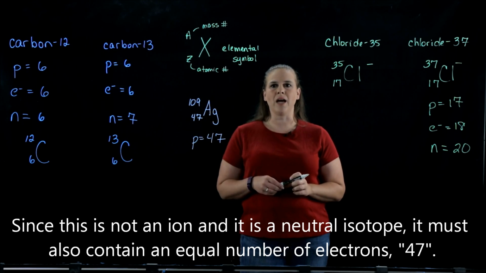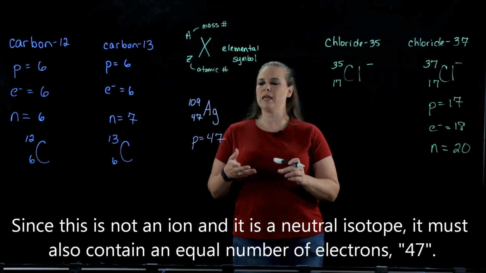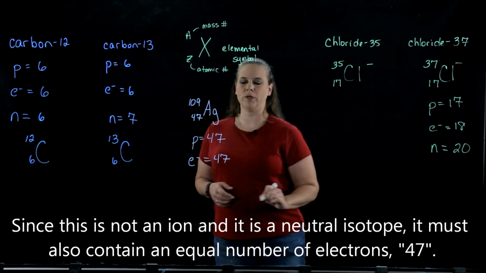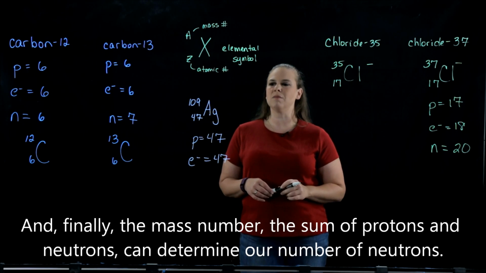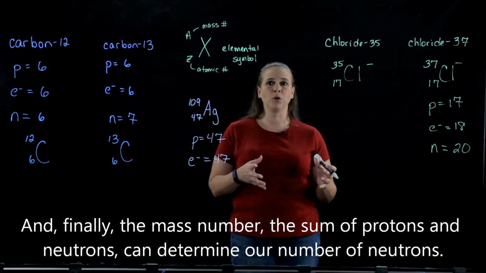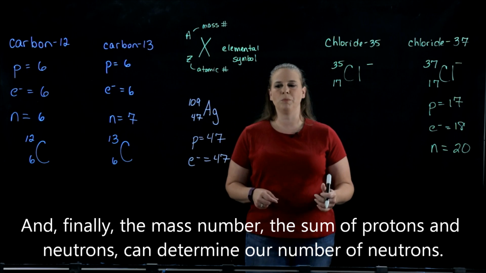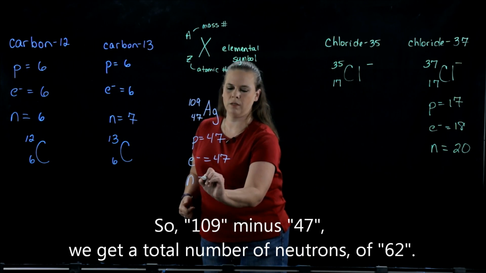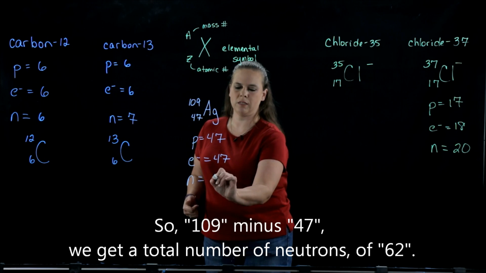Since this is not an ion and it is a neutral isotope, it must also contain an equal number of electrons, 47. Finally, the mass number, the sum of protons and neutrons, can determine our number of neutrons. So 109 minus 47, we get a total number of neutrons of 62.